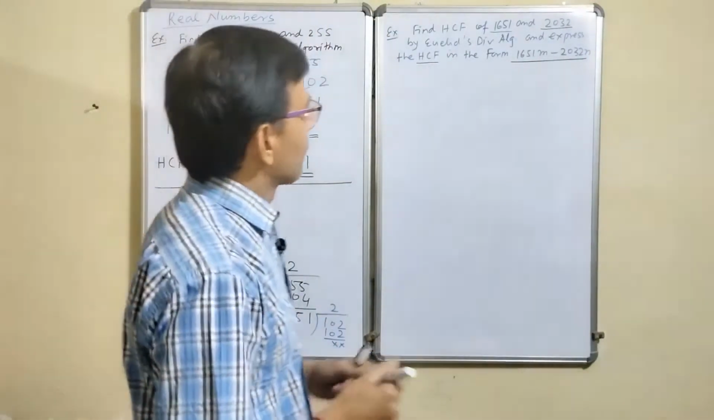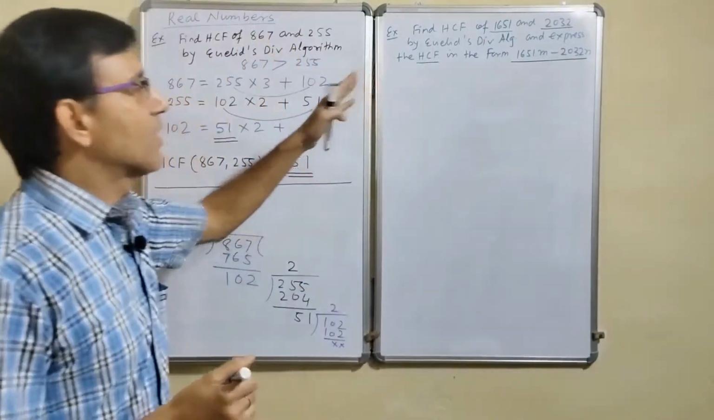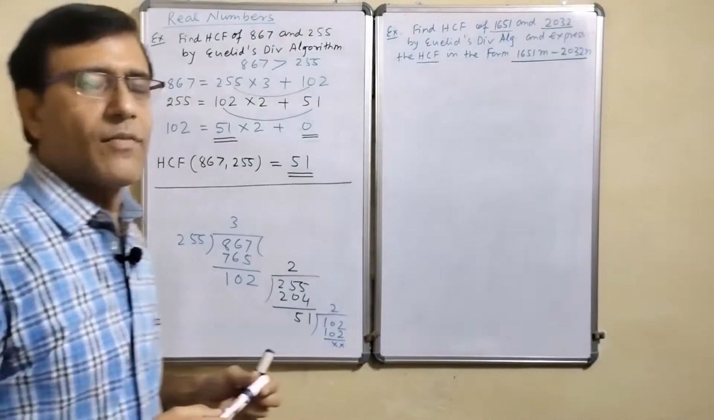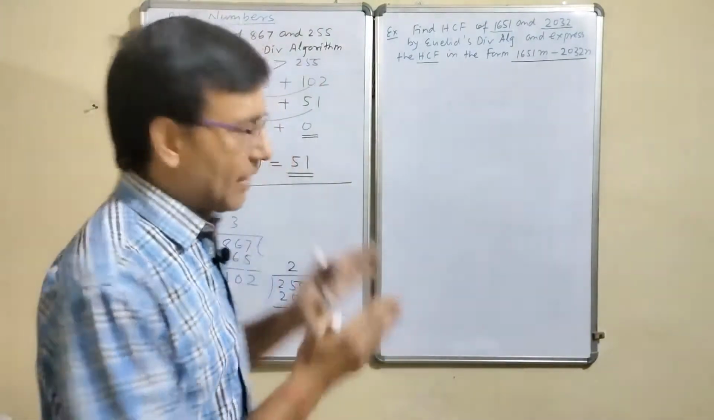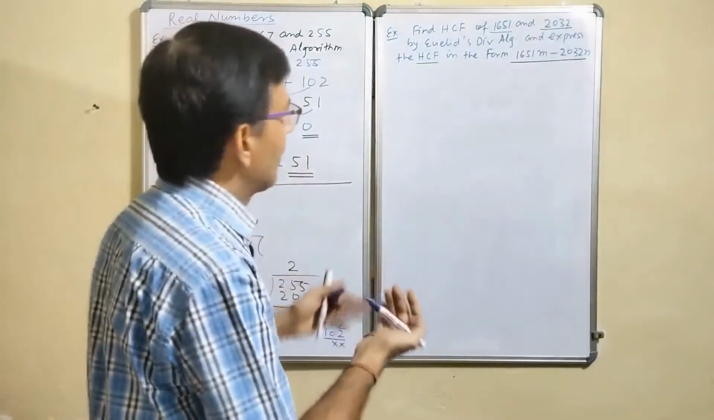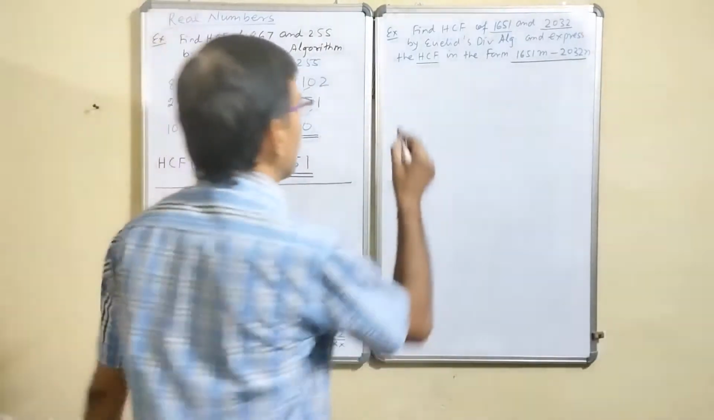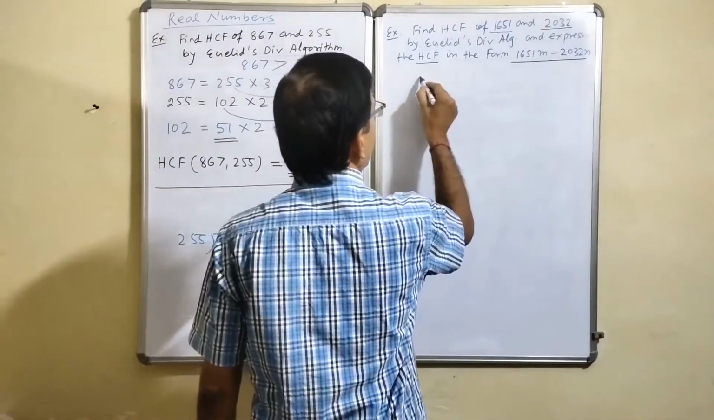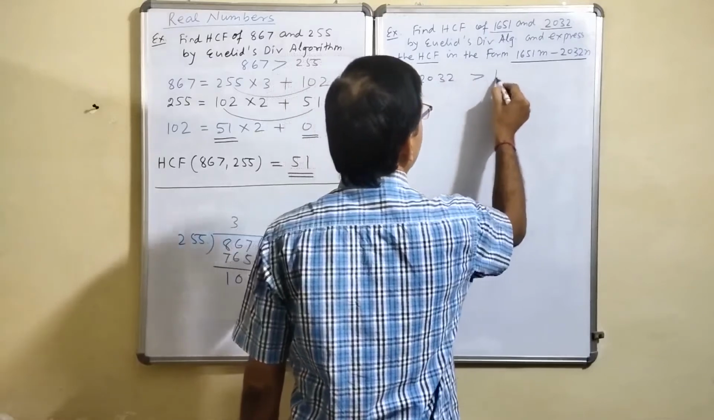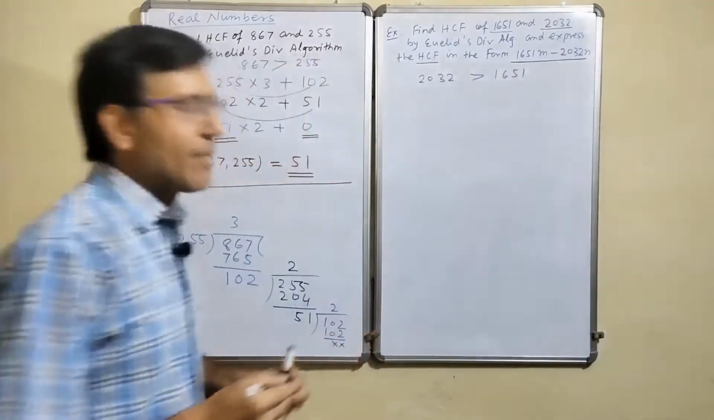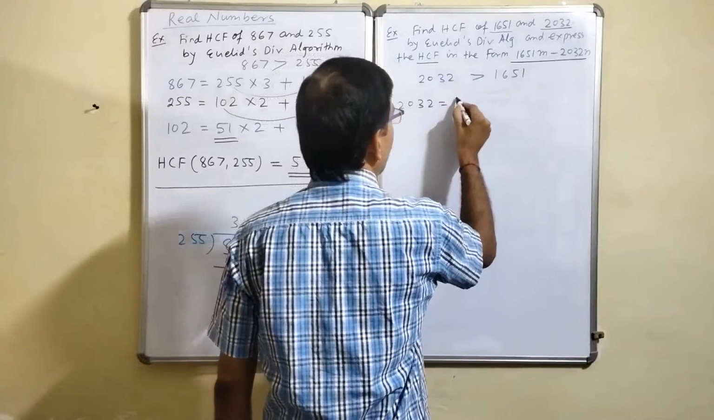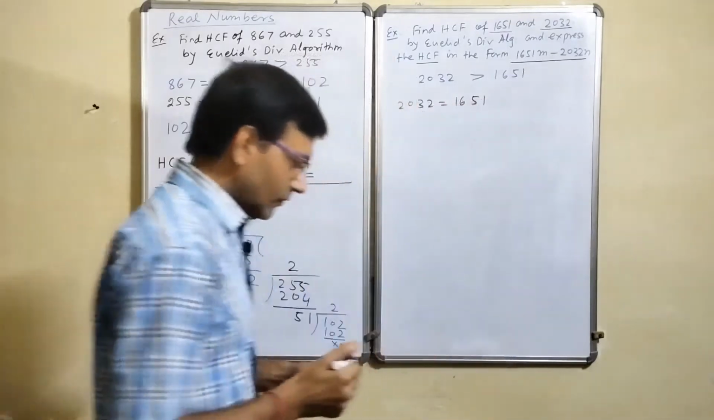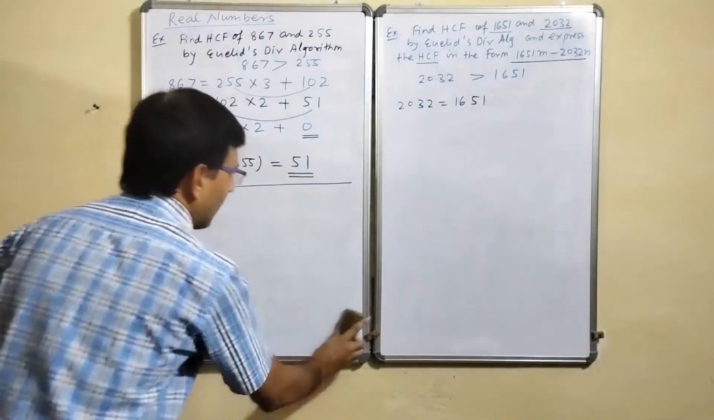So first of all, this type of question is a very important question, an application of division lemma. First of all, we will find out HCF by the same method, applying division lemma, and then we will convert it in the form. So now 2032 is greater than 1651. So apply division lemma: 2032 divided by 1651. We will show the division.